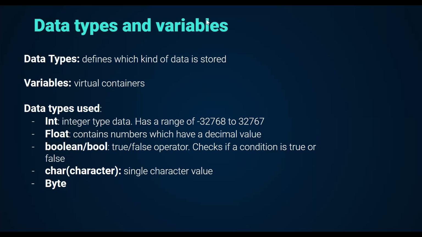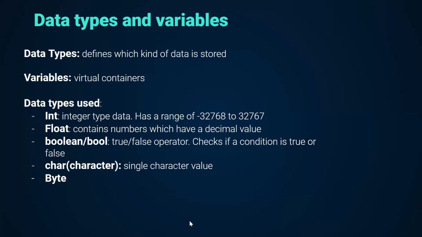It has a range of negative 32768 to 32767. This is because there's some two's complement issue with this. That's why it only accepts a range that long. Secondly, we have float. Float is basically a number which contains a decimal value. So, for example, let's say 3.14. We will hold this value in a float data type rather than an integer. Okay. Then we have Boolean.